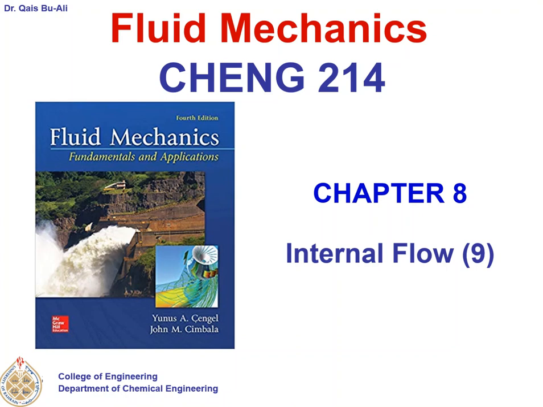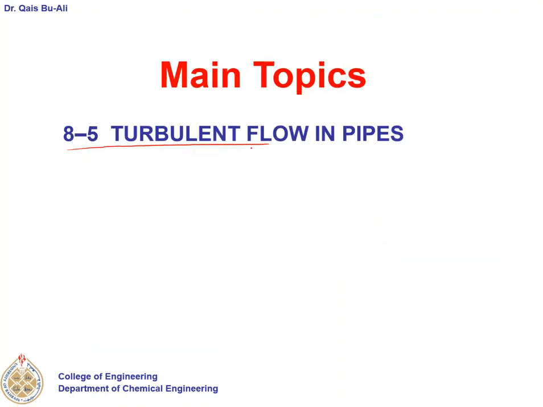This is still chapter 8, talking about internal flow. This is lecture 9. In the previous lecture, I solved an example of the first type, where you have to find the pressure drop or the head loss once the other factors are given. Here I want to solve another example of another type. So I am still in turbulent flow in pipes.